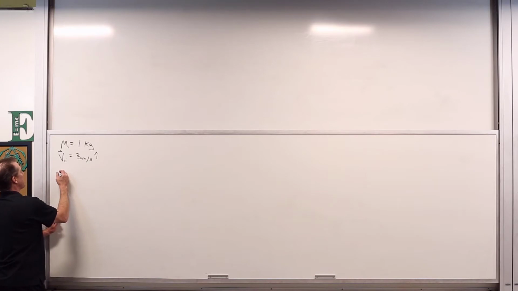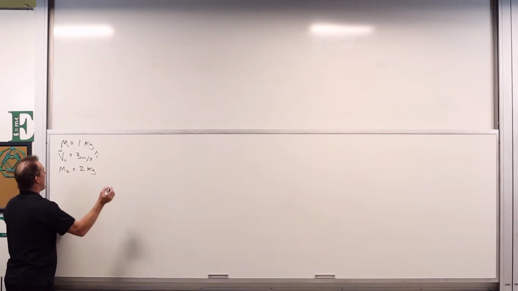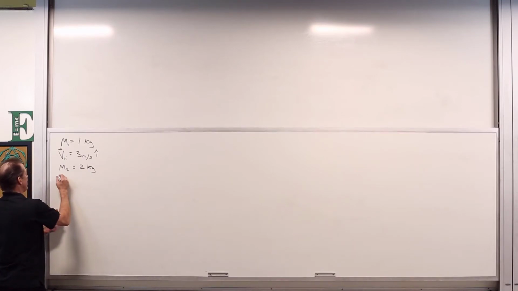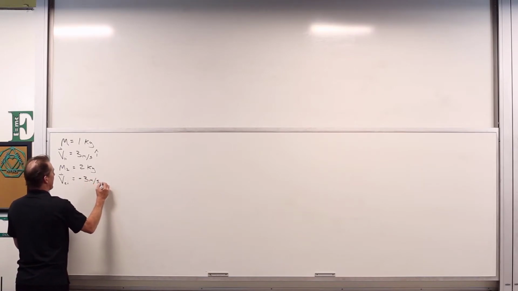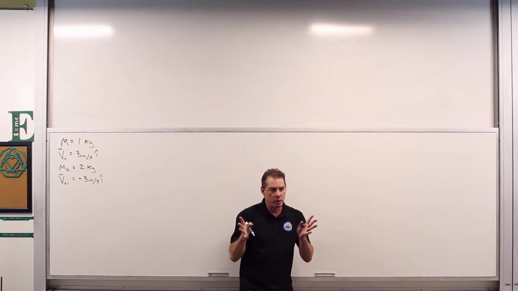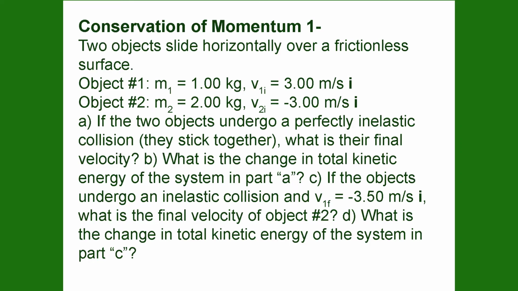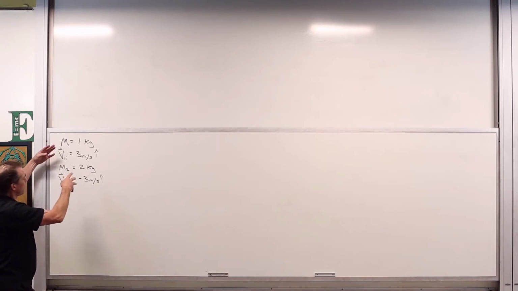And we're going to take some mass number 2, that is going to be 2 kilograms of mass, and its initial velocity, v2 initial, is equal to, what we're going to say, negative 3 meters per second i hat. So here's the actual problem. So we got these two masses with these two initial velocities.